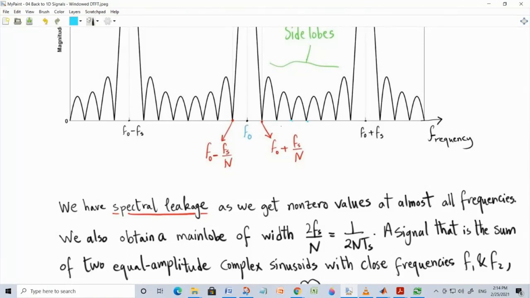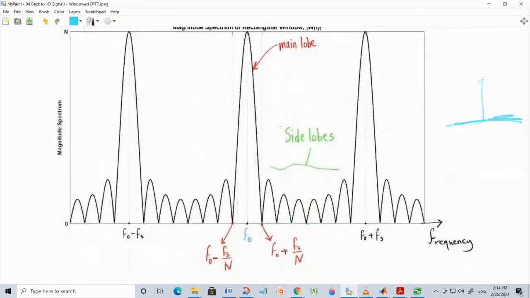So this is called the spectral leakage problem. You want basically to get something at f0, but you get non-zero components sort of everywhere. And then you hope that this thing is concentrated about f0, but it comes with a width. So this thing is called the main lobe, and those are called side lobes.